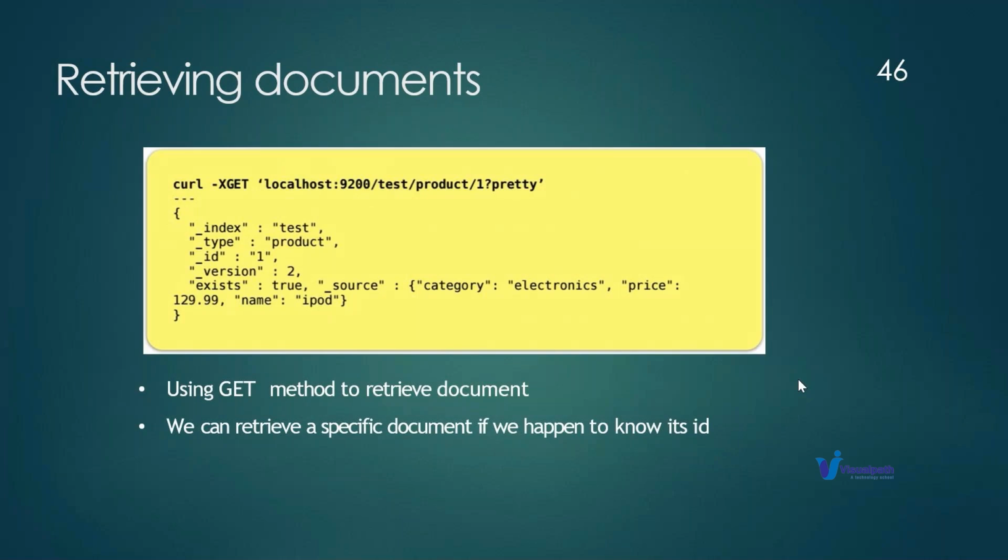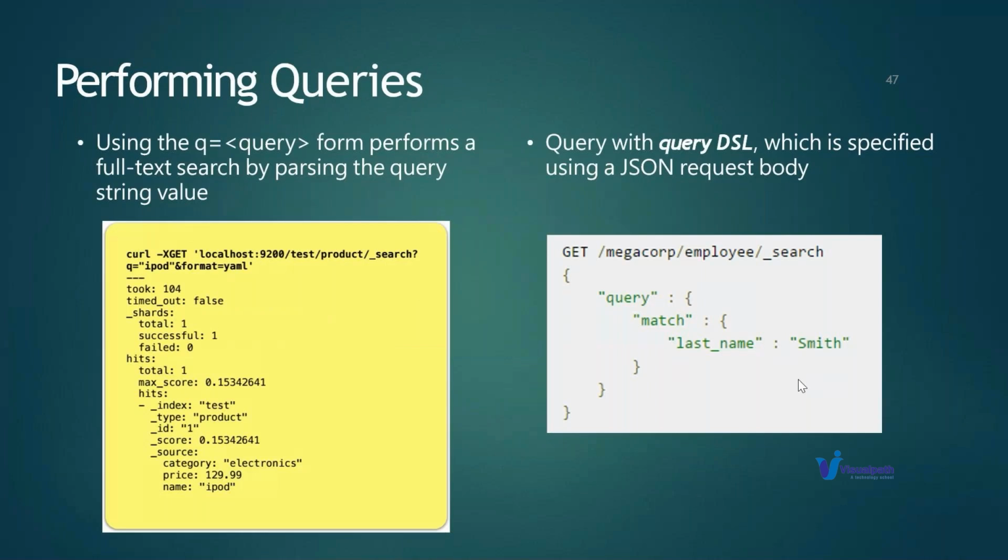And using the get command to retrieve the document, we can retrieve a specific document if we happen to know what ID it is. Performing queries: using queries to perform full text searching or parsing a query of a string value. These are the features available if you want to talk to Elasticsearch manually.